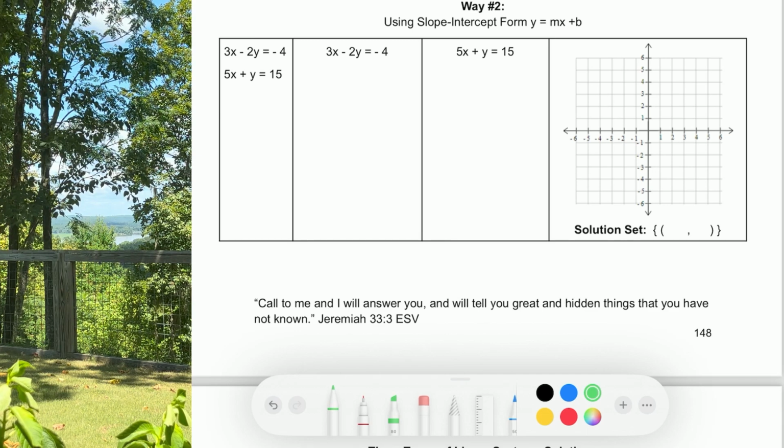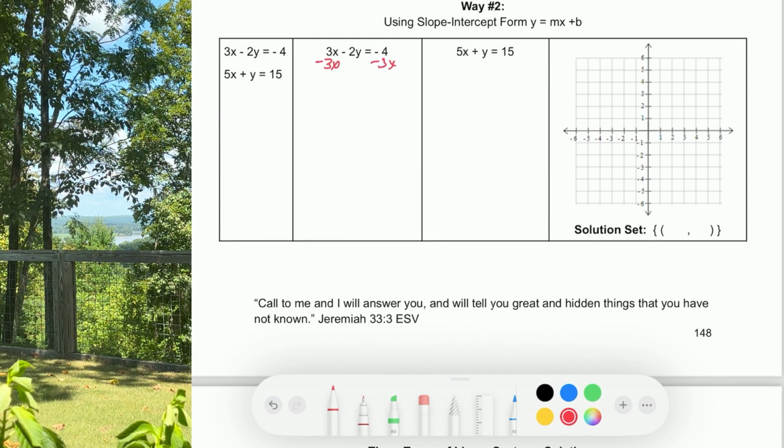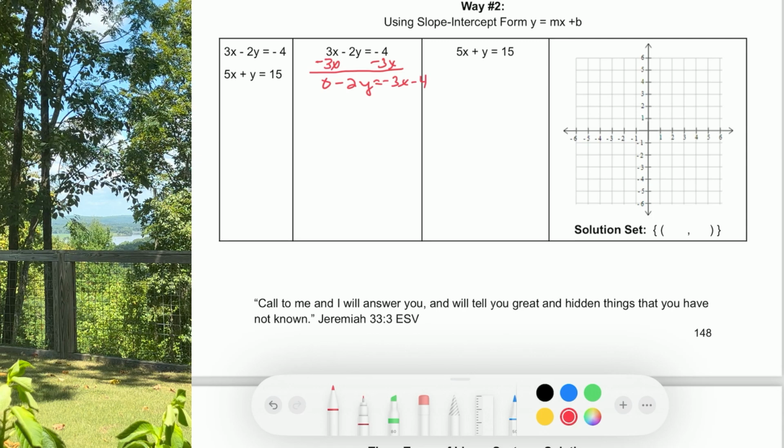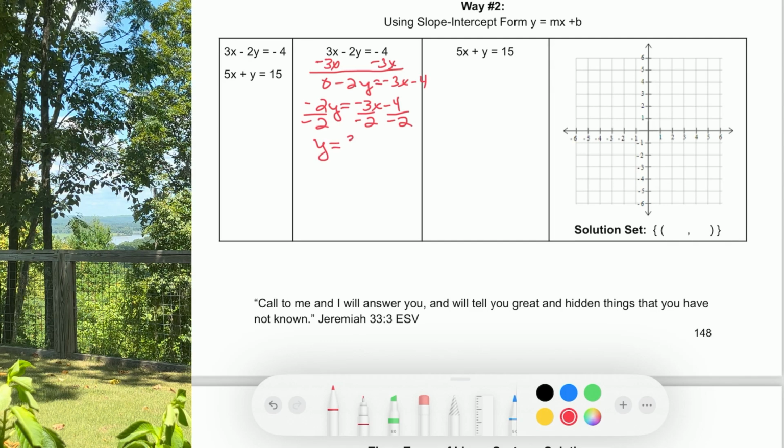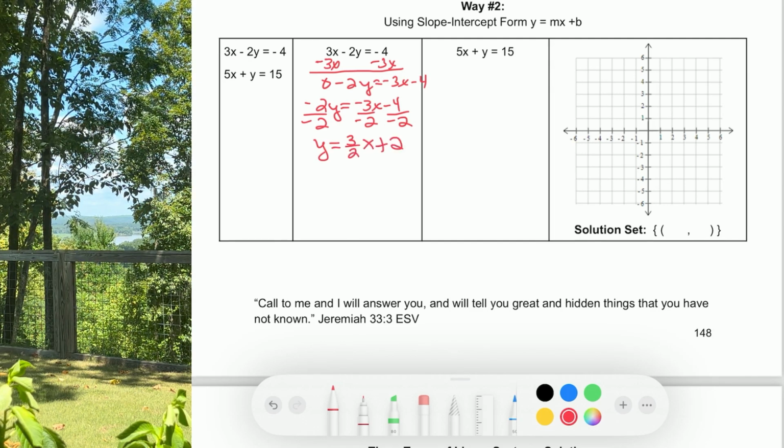Switch to a marker. All right, so I'm going to get y by itself because I want it in the y equals mx plus b form. So subtract the 3x, subtract the 3x. I get 0 minus 2y equals negative 3x minus 4. Rewrite that. I'm going to divide everything by negative 2. And I get y equals 3/2 x plus 2. Negative 4 divided by negative 2 becomes a positive 2.